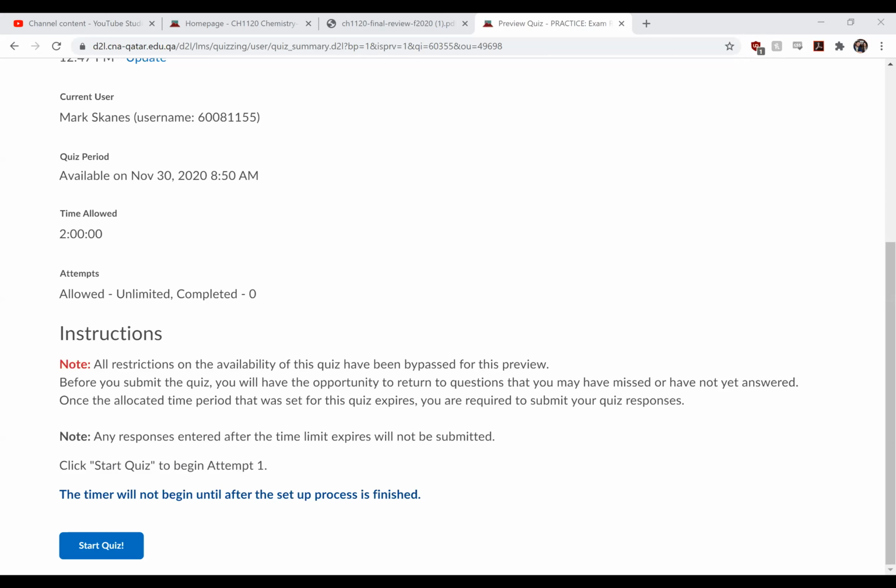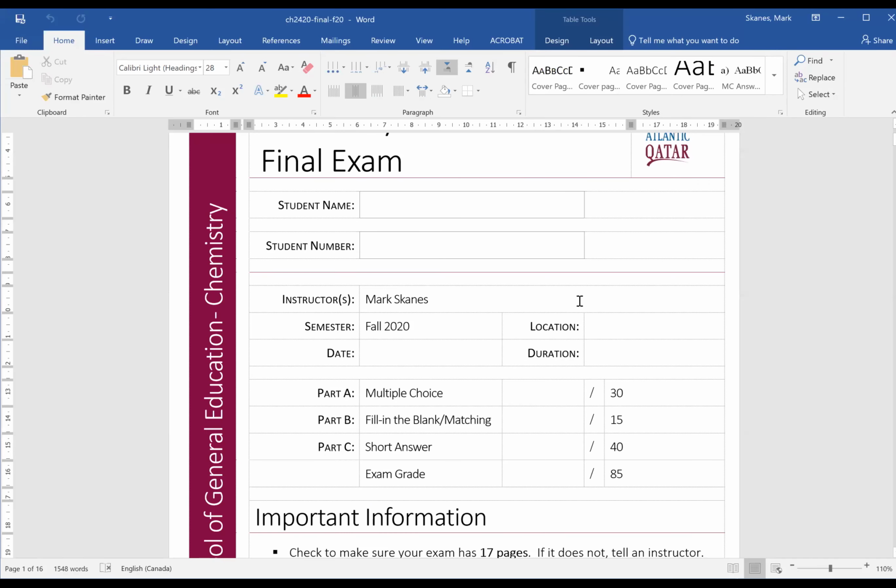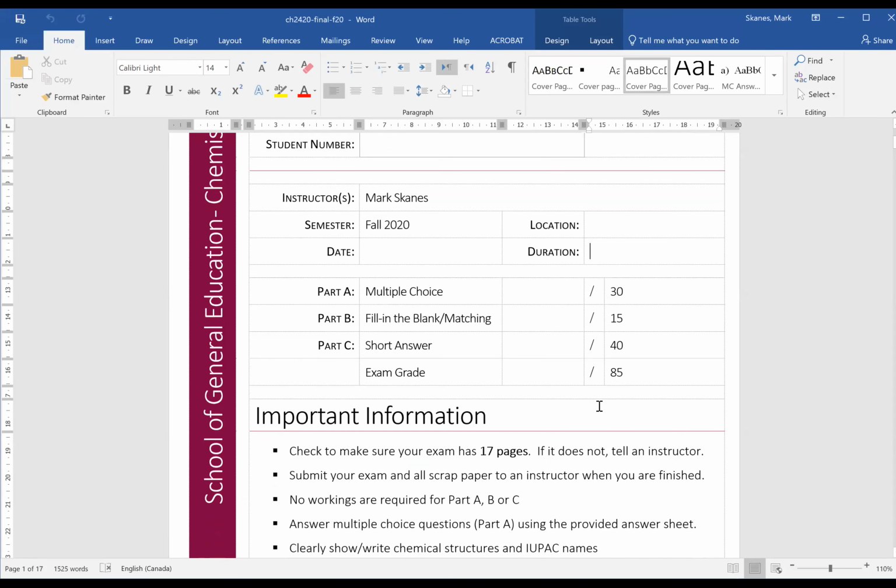All right, so let me share my screen here. Okay, so guys, this is the cover page of your final exam. You'll notice on your real final, I'll have the location and date there. But this is a breakdown of what the exam is. There's 30 multiple choice, 15 fill in the blank or matching. The matching is very much like the question on your assignment 4.